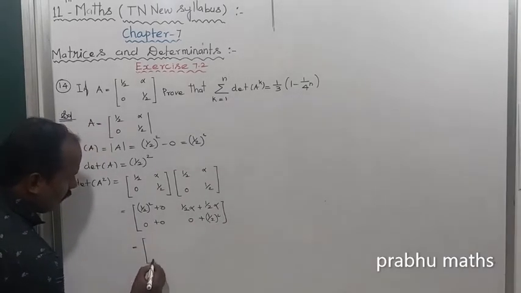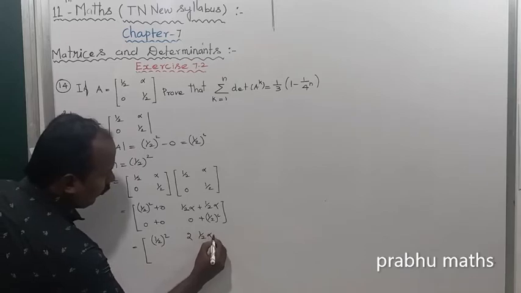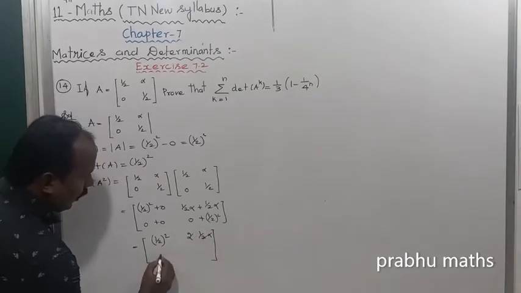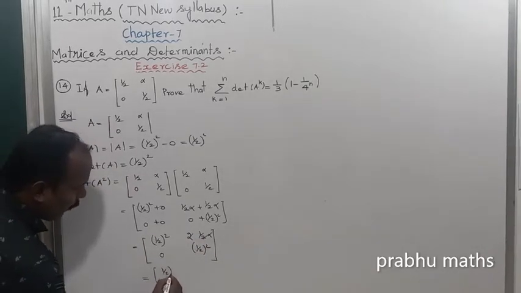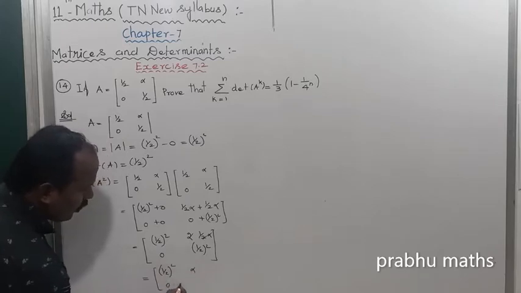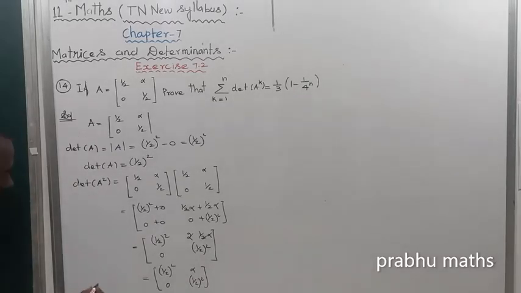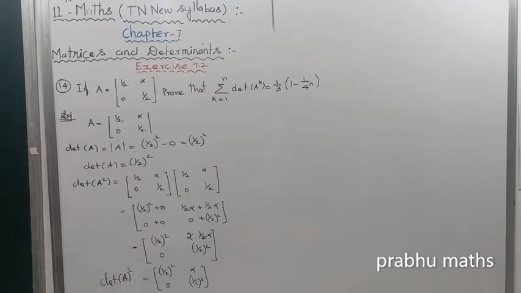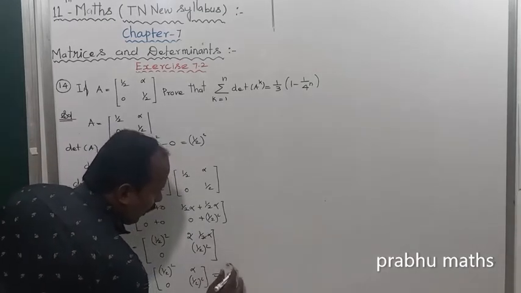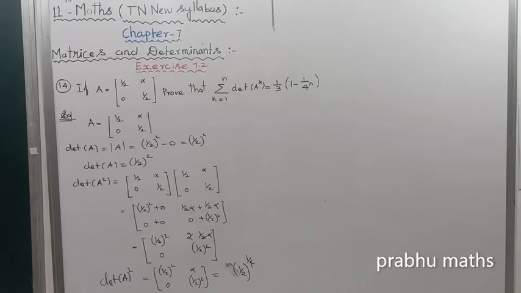So that is equal to 1 by 2 the whole square, 2 times 1 by 2 alpha. Okay? So the 2 cancels, and the remaining value is 0. This is also 1 by 2 the whole square. So that is equal to the matrix with 1 by 2 the whole square, alpha, 0, 1 by 2 the whole square, and its det. So det of A square is equal to 1 by 2 the whole power 4, that is the answer.